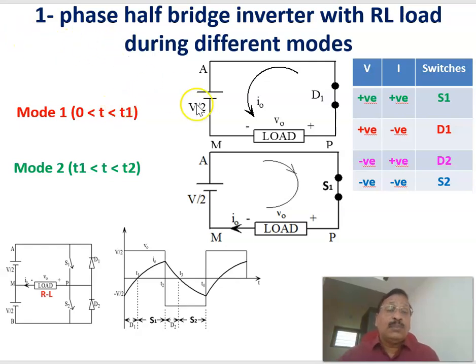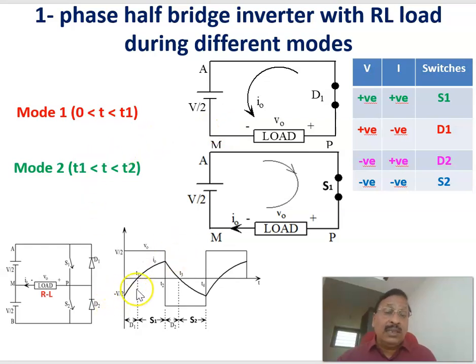Now, as I already explained the different modes of operation in the previous slide, here is the single phase half bridge inverter with an RL load. This is an RL load here. And as I told you, from 0 to T1, we have positive voltage and negative current. In that case, positive voltage and negative current means D1 has to conduct. Therefore, this is the equivalent circuit. When D1 conducts, the current will be negative, but the voltage will be positive.